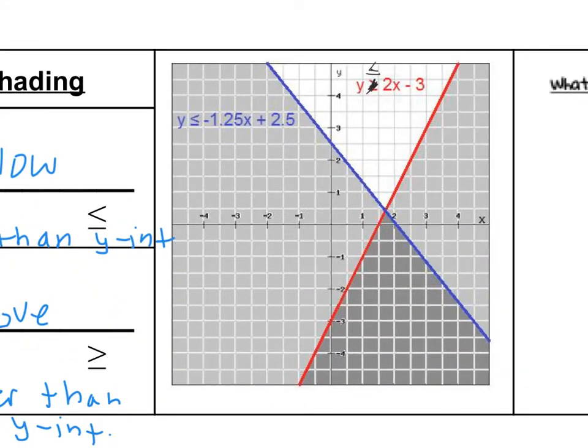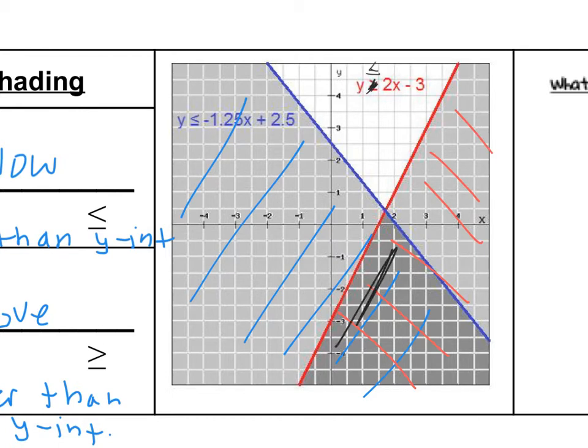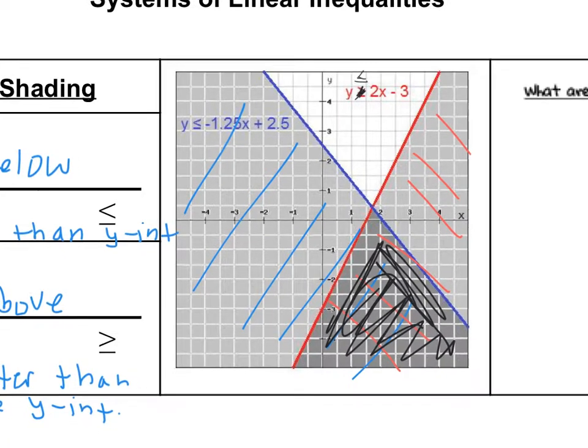So you can see this blue line real quick is less than or equal to, so the shading here is going to be below the line, just like that. And then the red line is also less than or equal to, so that's going to be below the line again. And you can see how the blue and the red intersect right at this section here. So all of this is going to be your solution set.